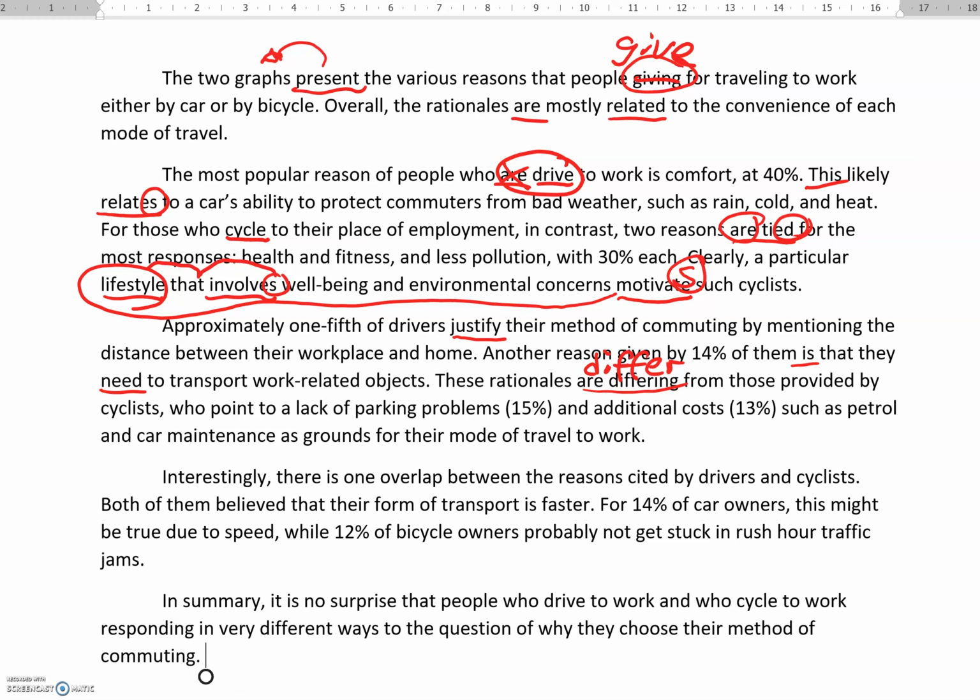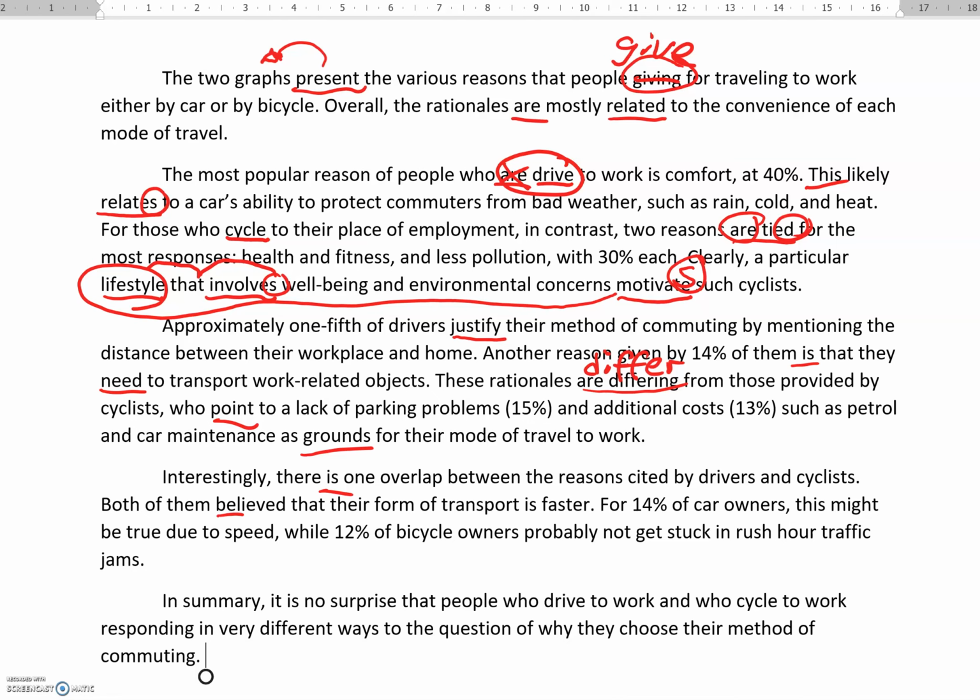Okay? So these rationales differ from those provided by cyclists who point, the cyclists point to a lack of parking problems and additional costs, such as petrol and car maintenance, as grounds, as reasons for their mode of travel to work. Next paragraph. Interestingly, there is one overlap between the reasons cited by drivers and cyclists.